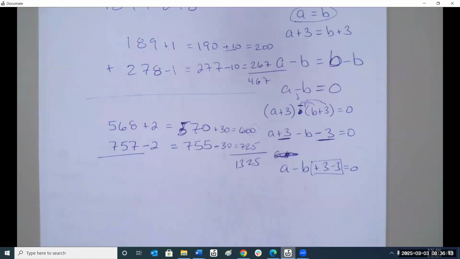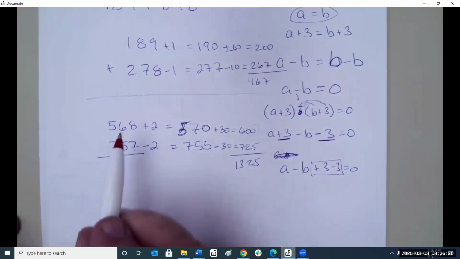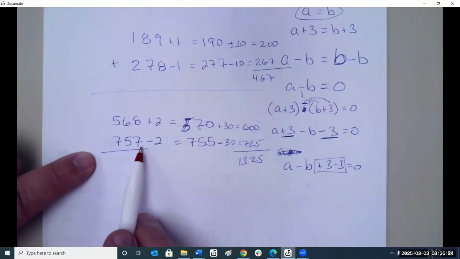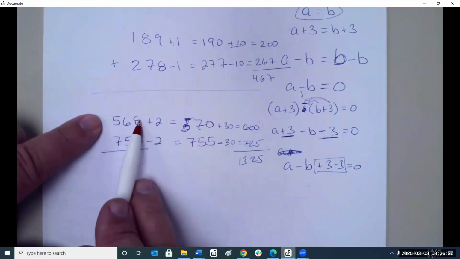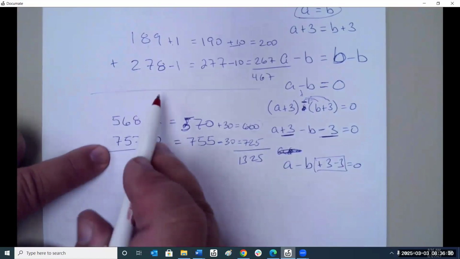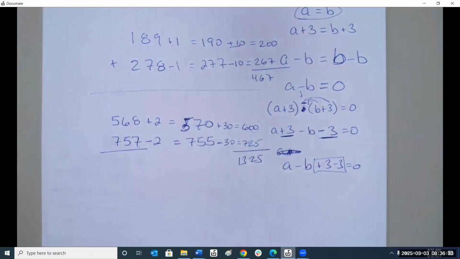Any questions about those? So pick either of the numbers. Could we have done the same thing with this one? We could have added 3 and subtracted 3. And then that would have made 760. Then add 40, subtract 40. It doesn't matter which one you do, it's going to be the same answer.